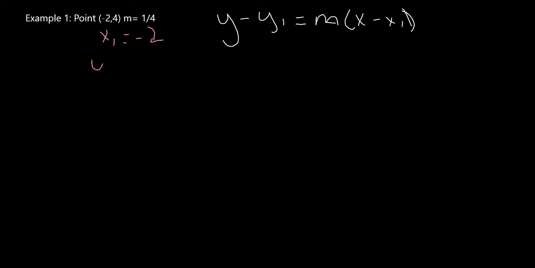Example 1, we're going to use the point (-2, 4), and our slope is 1/4. Reminder that our formula is y minus y sub 1 equals m times the quantity x minus x sub 1. I'm going to go ahead and label my pieces. So my m is 1/4, my x sub 1 is -2, and my y sub 1 is 4.